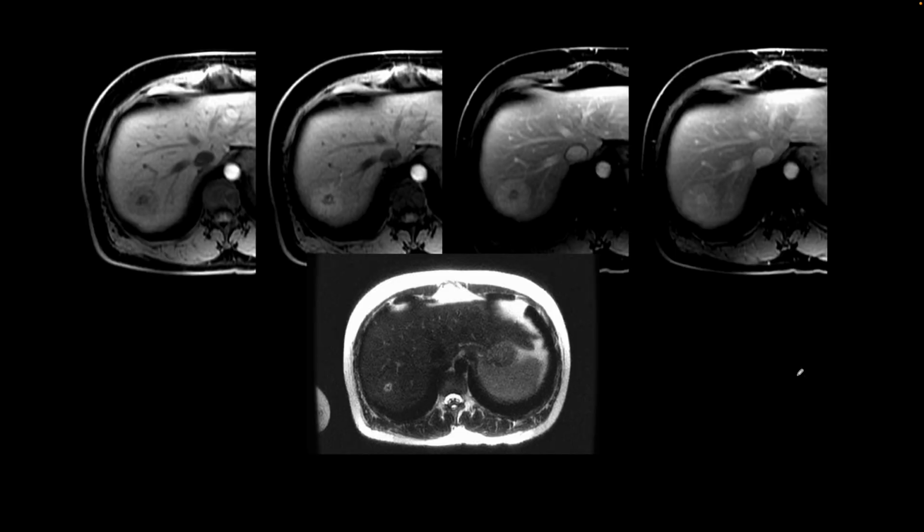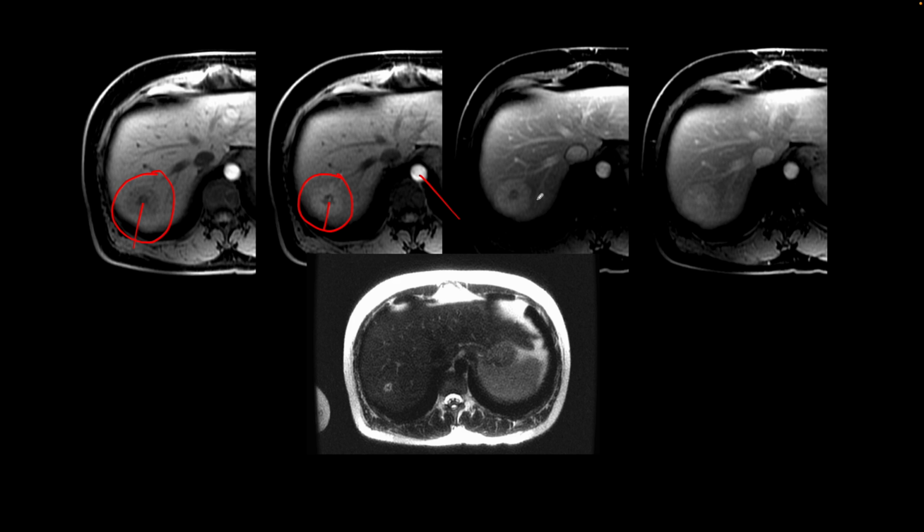This is our next patient, and the findings here are of a tumor in the liver as seen on an MRI, and the findings are classic for a benign tumor. So let's start with the T1 pre-contrast phase, where we see low signal intensity and a central scar. On the arterial phase, we find that there is uniform arterial enhancement peripherally and not in the central scar.